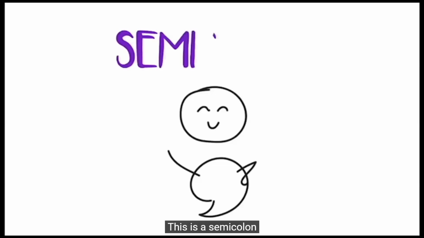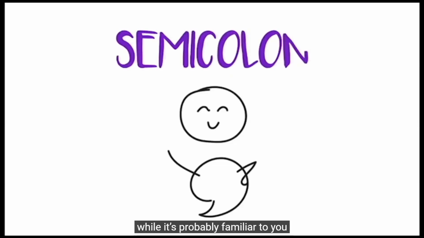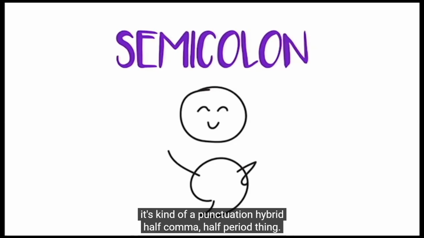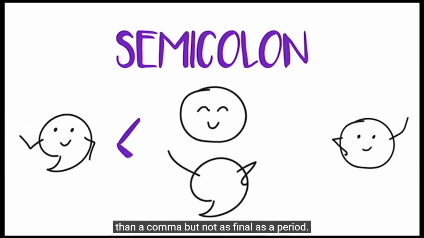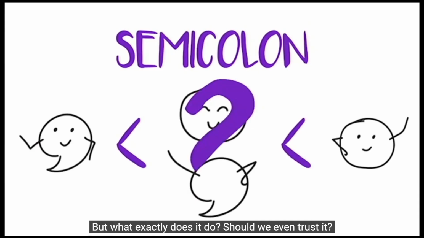This is a semicolon. While it's probably familiar to you, its use might be a little confusing. It's kind of a punctuation hybrid, half comma, half period thing. Think of it as the centaur of the grammar world. Its hybrid nature makes it stronger than a comma, but not as final as a period. But what exactly does it do? Should we even trust it? Well, it has a number of uses.